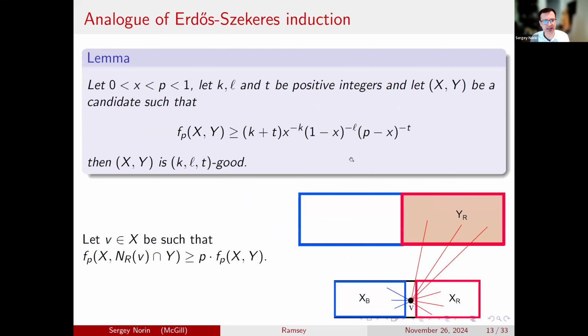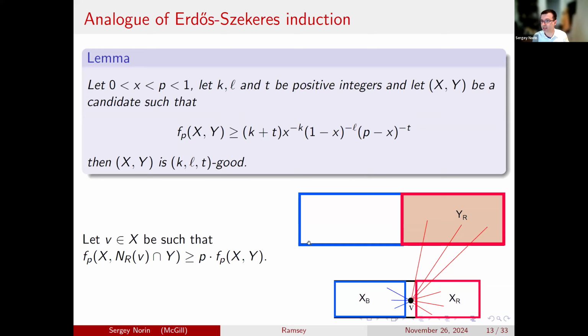So that's the first ingredient. And here is the main inductive lemma, which replaces the Erdős-Szekeres proof in this context. I'd like to convince you that it's about as difficult as the Erdős-Szekeres proof, and it is the heart of our proof in the off-diagonal case. It gives a bound on this excess number of edges which is sufficient to guarantee that my candidate is KLT good. So for given numbers K, L, and T, if the excess number of edges is at least this expression, then we can find an appropriately sized clique.